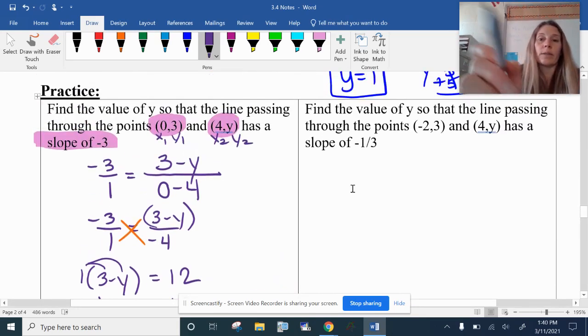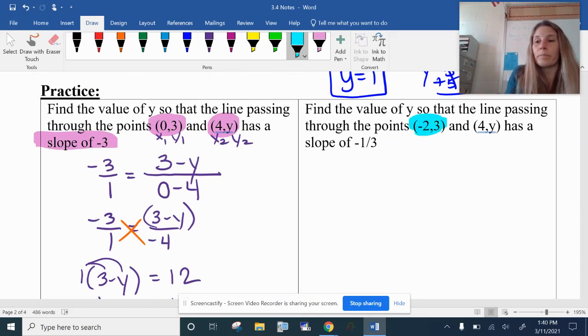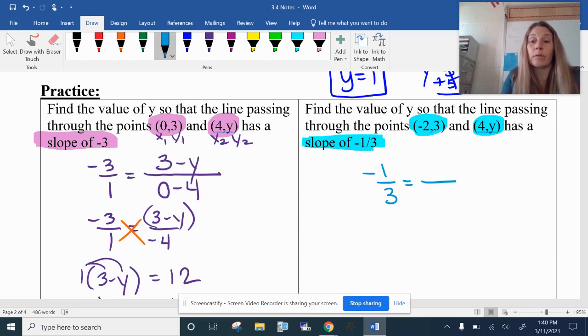And then let's try this one here. Okay, so this time I have a slope with a fraction, and it's a negative fraction. So I'm going to have negative 1 over 3. I always just put the negative on the top number. Then over here I have x1, y1, x2, y2.